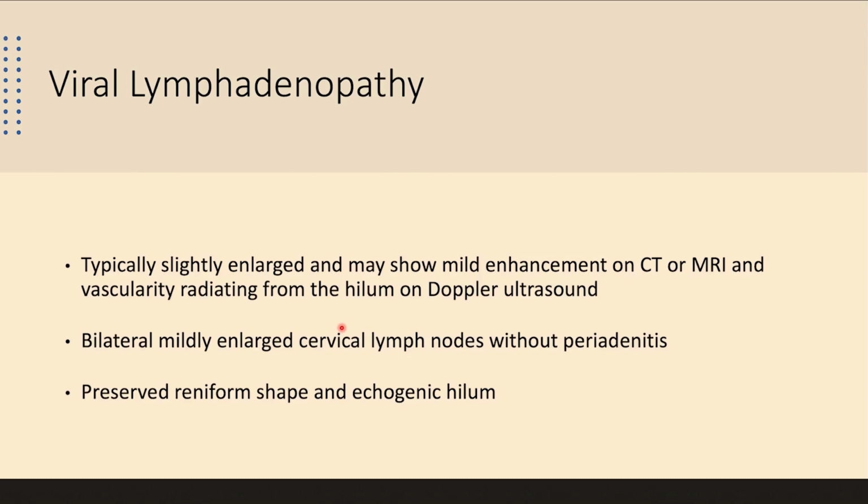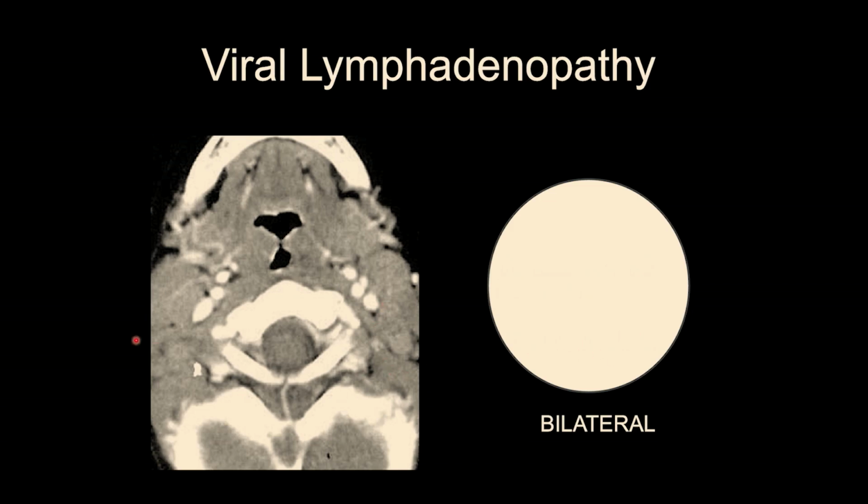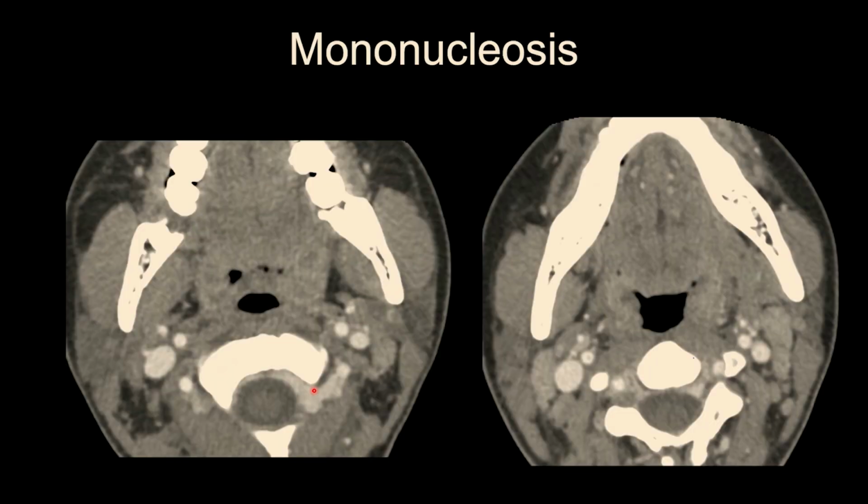A lot of people just blow these off as reactive lymph nodes in the head and neck, right? Very common to see this stuff, okay? They don't have that periadenitis, by the way, that TB likes to have, okay? Bulky, low-level, homogeneously enhancing lymphadenopathy. We see this in young patients all the time, right? Viral lymphadenopathy, this is a case of mono that we had, all these scattered lymph nodes and sort of homogeneously enhancing, mildly enlarged cervical lymph nodes, okay, bilateral.